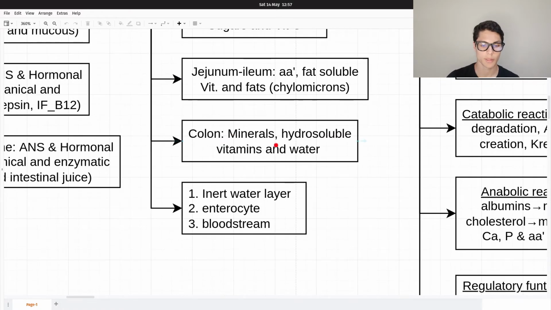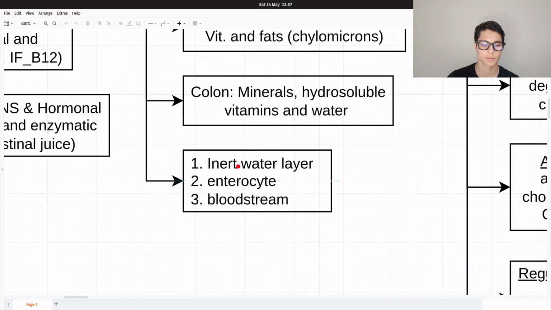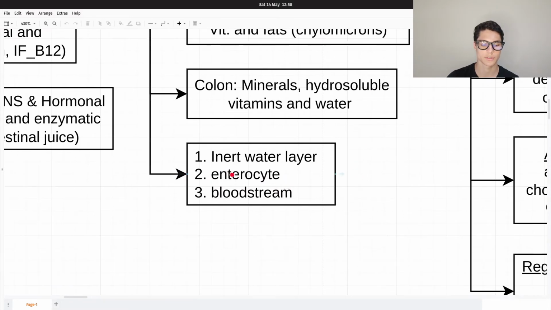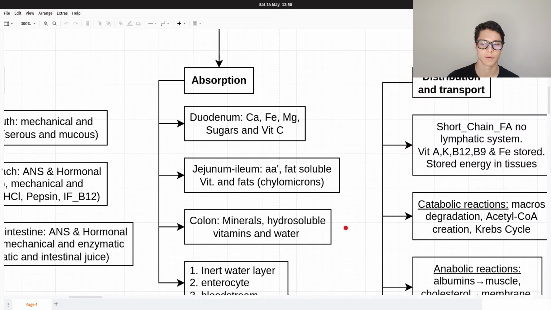In the colon we absorb minerals, hydrosoluble vitamins and water. There is an inert water layer we have to pass, and most substances can go through the water layer easily except fats, and that's why we have to create the micelles using bile to cross this layer. Then once in the enterocyte, they get inside the chylomicrons, whereas other substances may even stay there, but the majority will go to the bloodstream, and then from the bloodstream they will enter the liver.